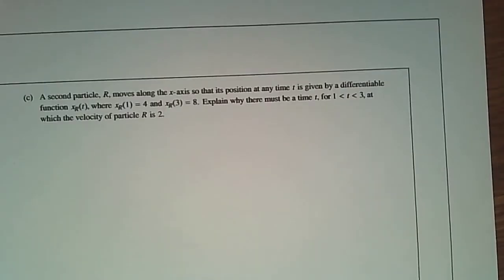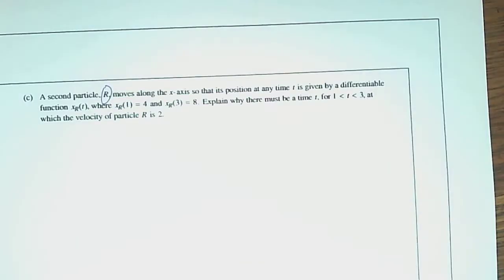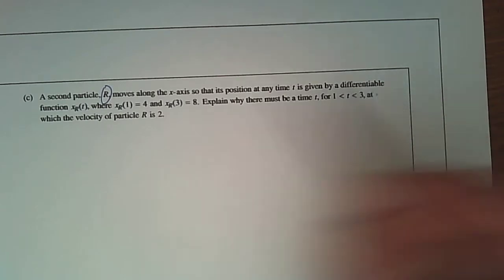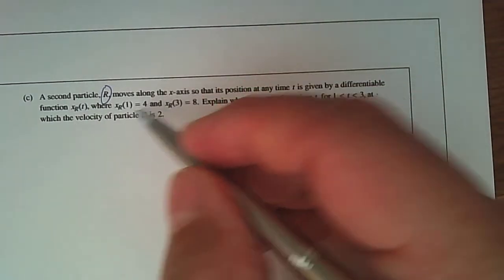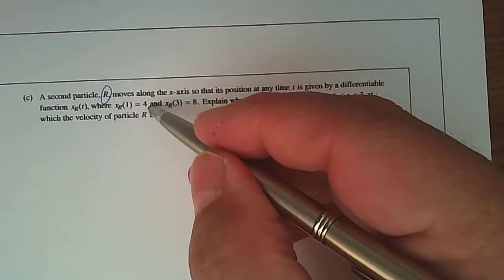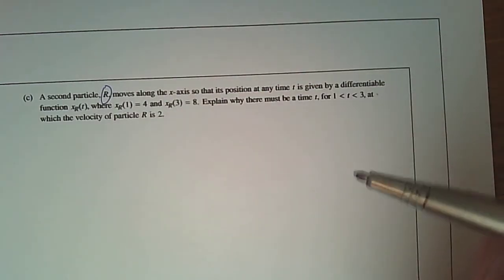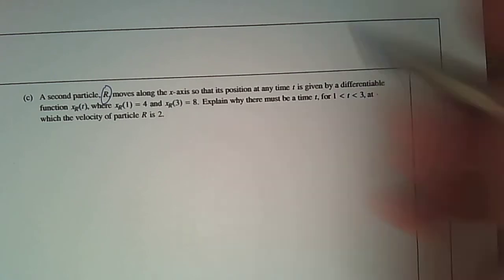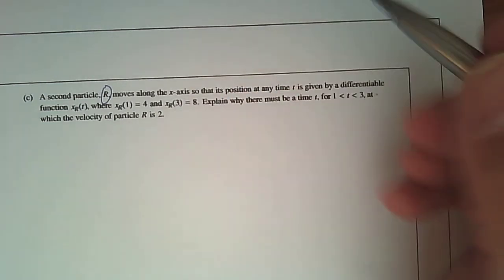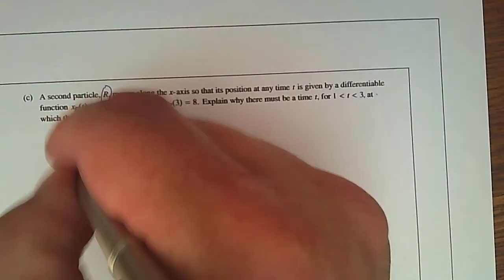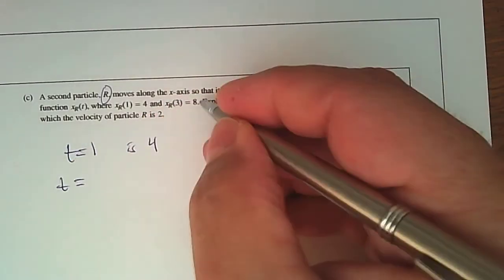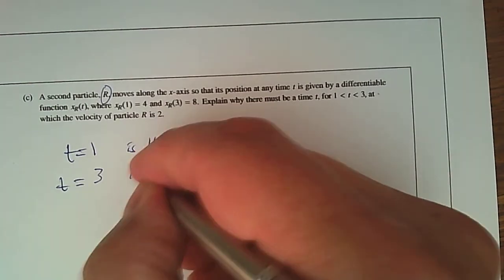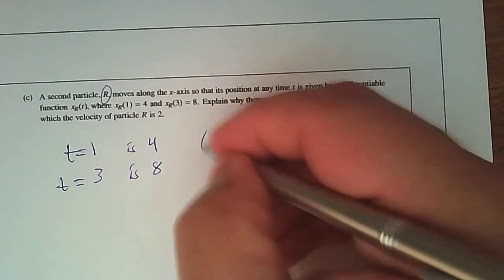All right, a second particle, R, moves along the x-axis so that its position at any time t is given by a differentiable equation, which means it's continuous, where xr at 1 equals 4 and xr at 3 equals 8. So it's giving you the position. When t equals 1, the position is 4, and at t equals 3, the position is 8, like 2 points.